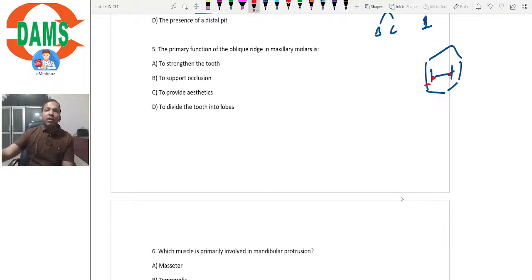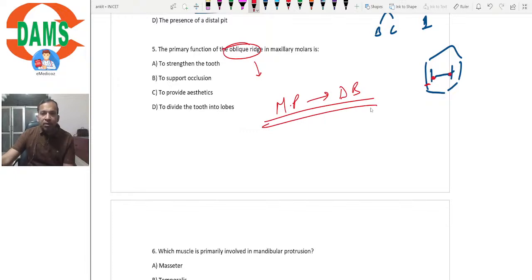The primary function of oblique ridge in maxillary molars is, so which cusps does the oblique ridge connect? The oblique ridge connects the mesiopalatal to distobuccal, isn't it? The oblique ridge connects the mesiopalatal to the distobuccal cusp. And what is the primary function? Options are to strengthen the tooth, to support occlusion, to provide aesthetics, and to divide the tooth into lobes. So option D and C are obviously false. Has to be between option A and B.